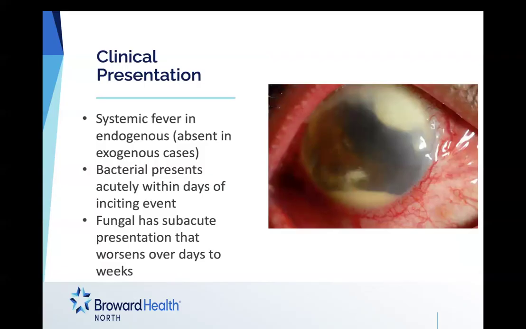So continuing with clinical presentation, the majority of patients in endogenous cases are going to have systemic fever, and it's going to be absent in the exogenous cases. And bacteria tends to present more acutely, so within days of the inciting factor. So some sort of object that was introduced, like a piece of wood or something introduced into the eye, the infection and the pain and the redness and the hypopyon are going to show up within days. But fungal presentation is going to be a little bit more subacute, and it's going to show up about days to weeks after the inciting event.